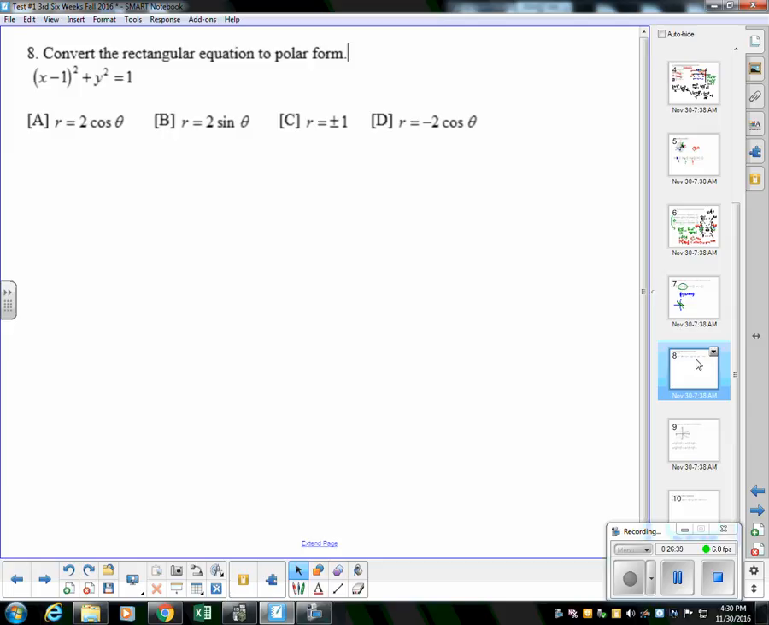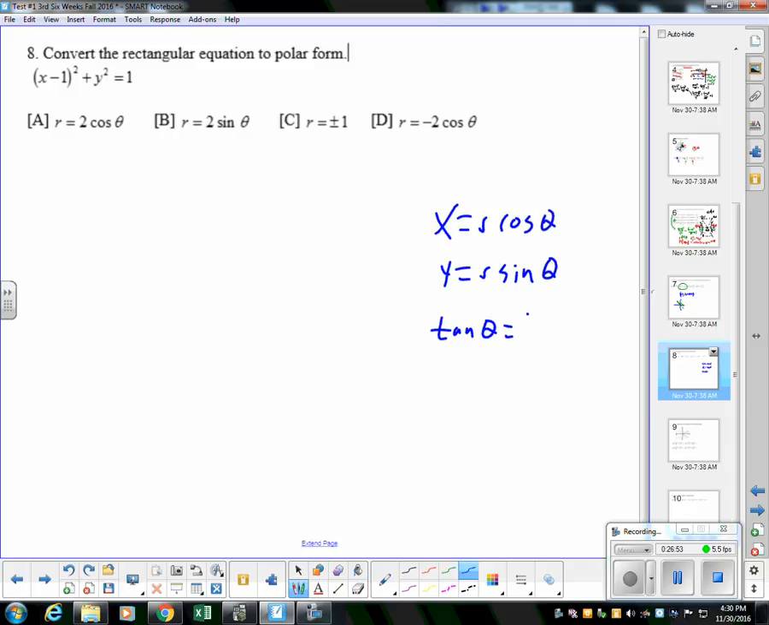Remember, one of them is x is equal to r cosine of theta. y is equal to r sine of theta. Tangent of theta is y over x. And r squared is equal to x squared plus y squared. Those are the equations you're going to work around. How then can we convert the top equation into a polar equation?